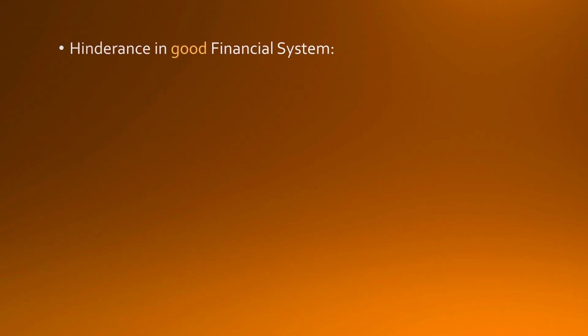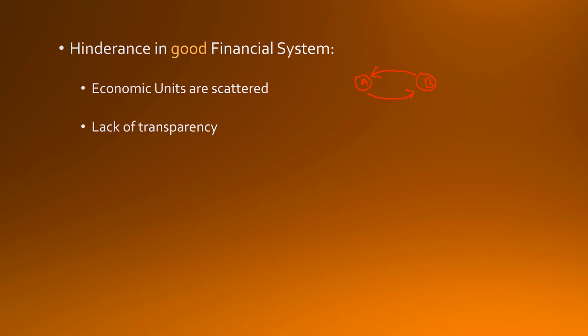Hindrances in a good financial system. Economic units are scattered, so there is a possibility that the individual who wants to buy a car could be in city A and the bank could be in city B. It would require a system to make sure that these two entities meet. Lack of transparency: even though A and B, or this individual and bank, meet, the bank may not realize the individual's credit worthiness, and the individual may not know there is some institution called a bank who could give them a loan.